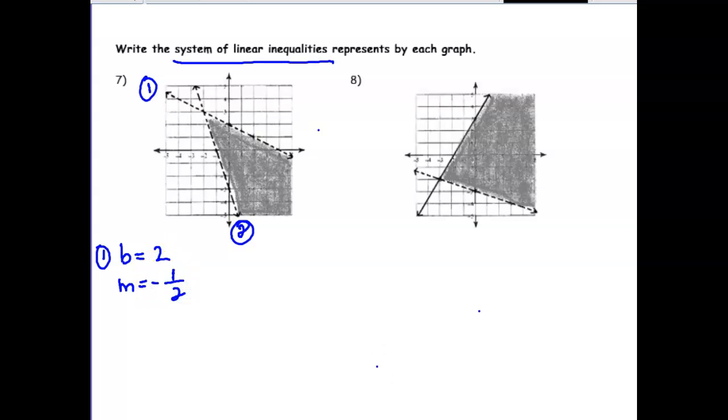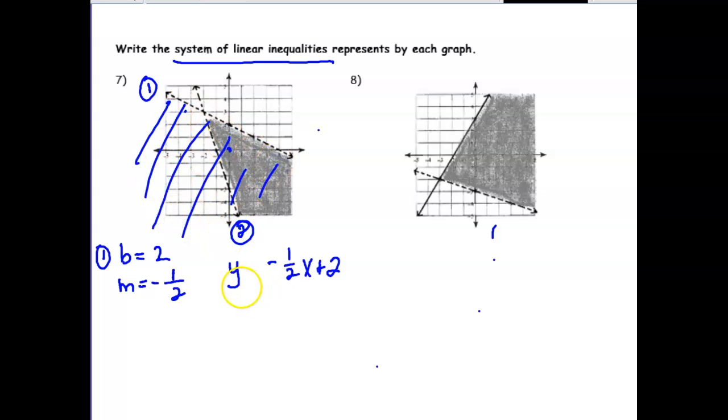Okay, so when I put it in slope-intercept form, I've got y equals negative 1/2 x plus 2. Now I know it's a dashed line, so it's less than or greater than, but I've got to figure out if it's the shaded region or not. The (0, 0) point for line number 1 looks like it is in the shaded region, because the whole thing here would be shaded down.